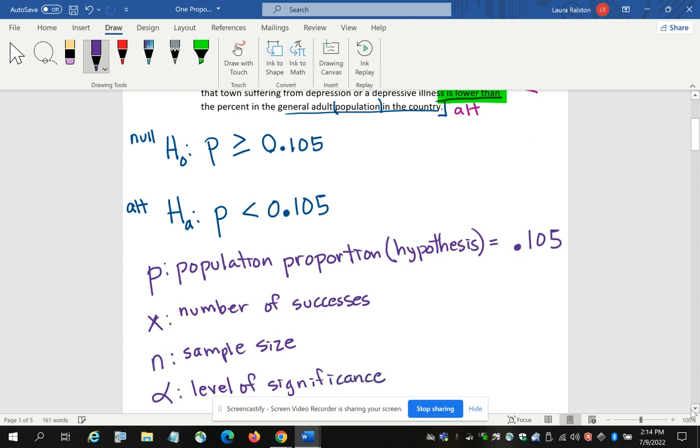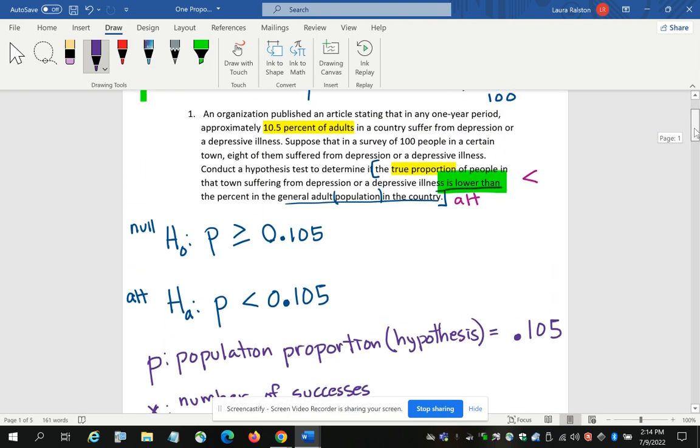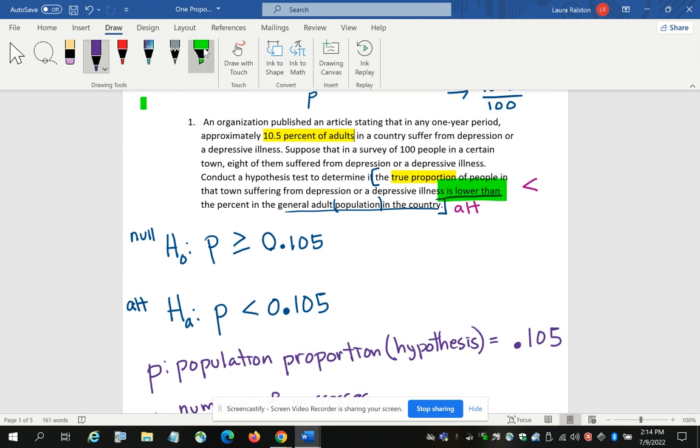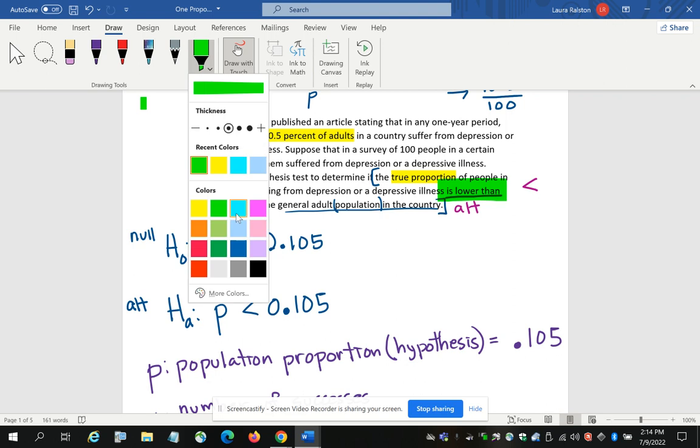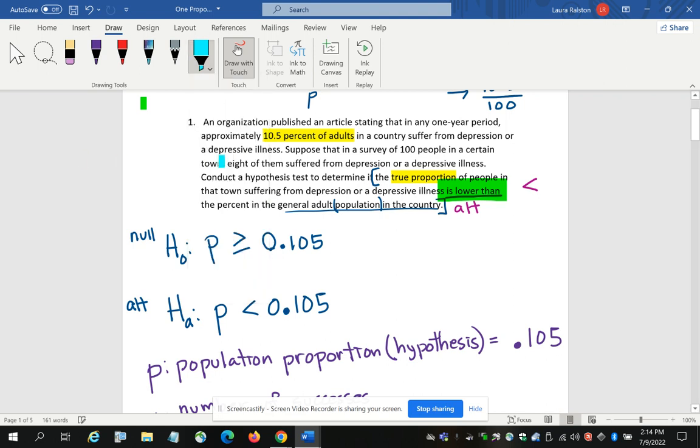Now, all of this information should be given in the problem. So if I go back up here and I read, and I focus on that second sentence, it says, suppose that in a survey of 100 people in a certain town, 8 of them suffered from depression or a depressive illness. Okay, that's going to give me my information.